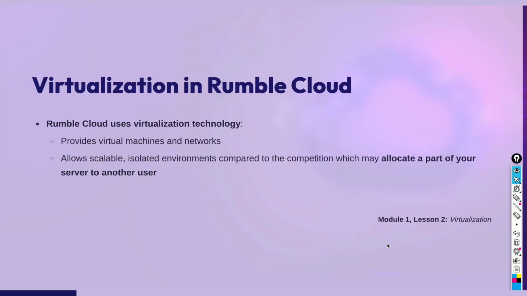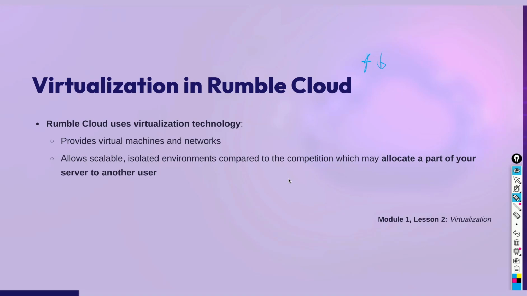Finally, we got virtualization in Rumble Cloud. Rumble Cloud utilizes virtualization technology to offer virtual machines and networks, all right? These virtual machines allow businesses to quickly deploy isolated VMs and scale them based on their needs, so scale them up or down. And this also ensures both security and flexibility.